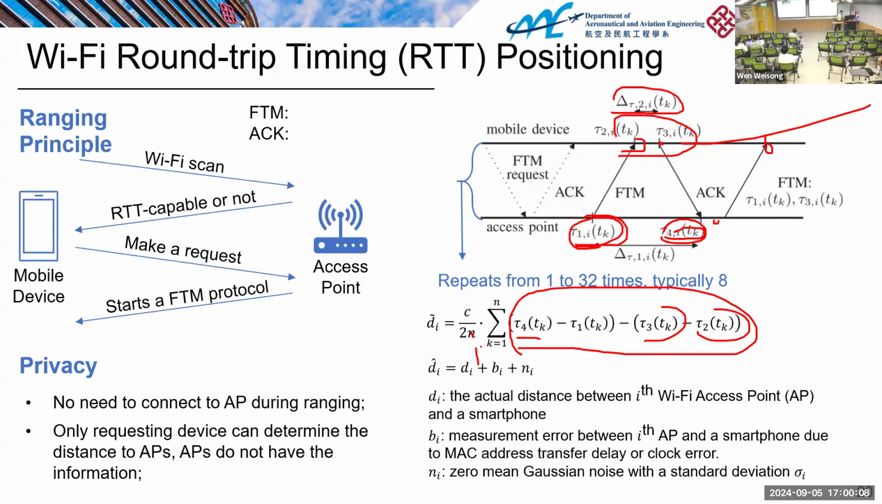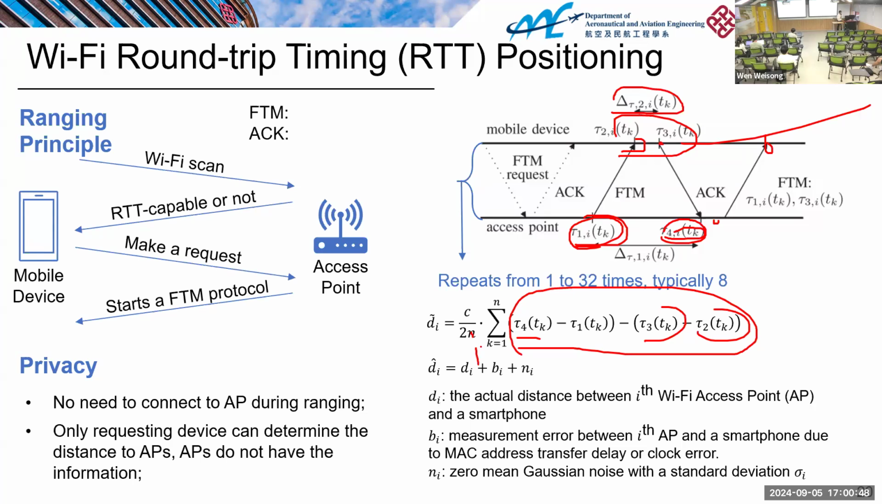And one more thing is, this Wi-Fi RTT based method doesn't have privacy issues. For example, you only send a message to the AP, so it will not have the information of where you are, because you only send a request. Your positioning information will not be shared with the AP. It only requests a range. The position information will not be shared to the AP, so it doesn't have privacy issues.